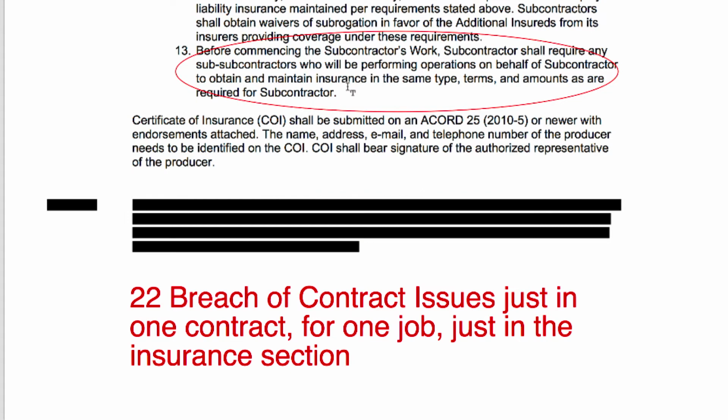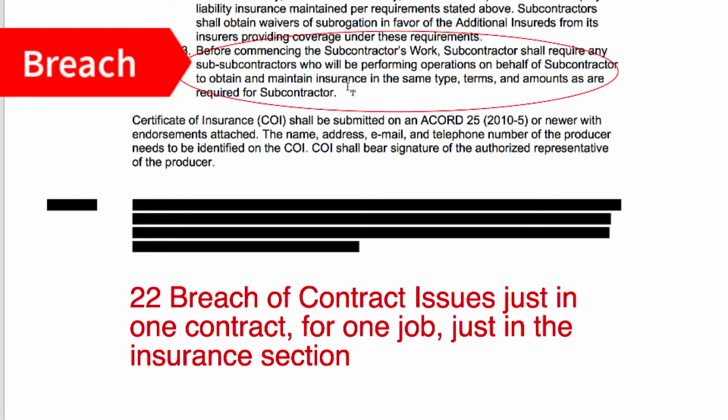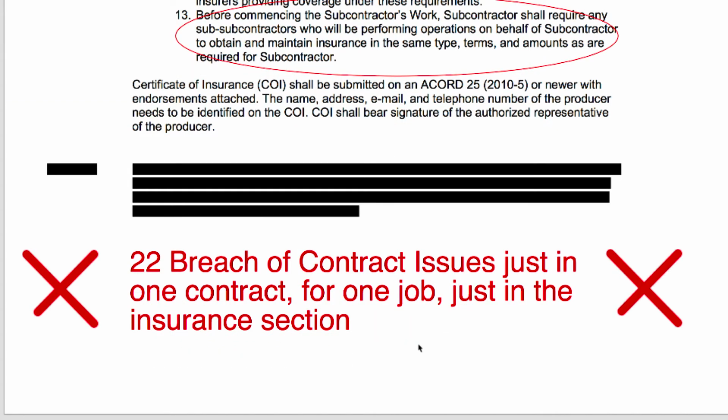And finally, this provision required the sub to require his sub-tier subs to have all of these same provisions in force and in place. And if they didn't, they're in breach of contract, and of course, they were in breach of contract. So there were 22 breach of contract issues for this subcontractor just in one contract, for one job, and just in the insurance section. This is a huge problem. My experience doing this over 30 years, 90% of the time when a contractor signs a subcontract agreement, they're in breach of contract. The best time to negotiate a contract?